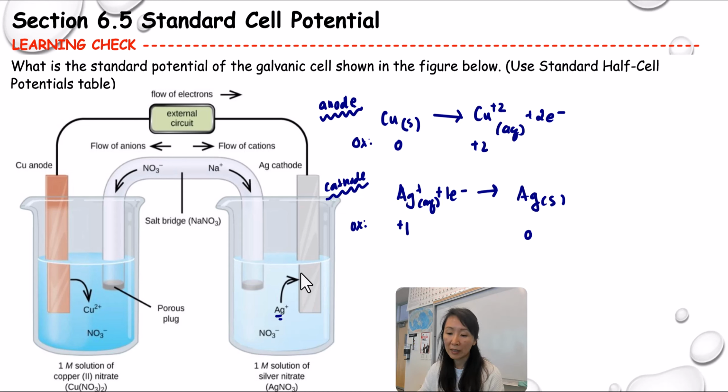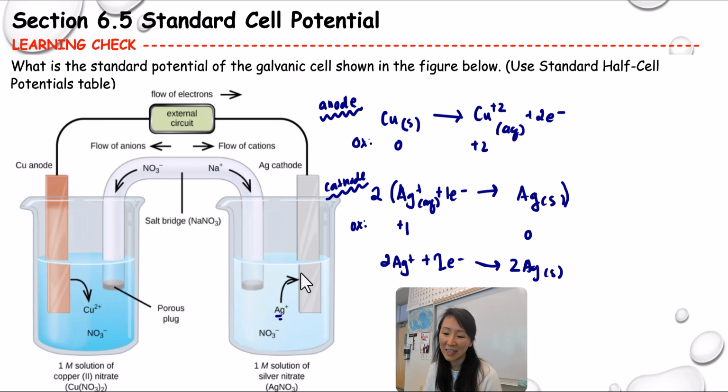You'll notice also that the electron count here is 2, whereas the electron count over here is 1. We need to balance this equation so that there is a 2 to 2, meaning that if 2 electrons are donated or taken out, then 2 electrons are accepted. So therefore, on the cathode side, I can multiply everything by 2. Multiplying everything by 2, if I were to rewrite this, it becomes 2 silver plus, 2 electrons forming into 2 Ag solid.